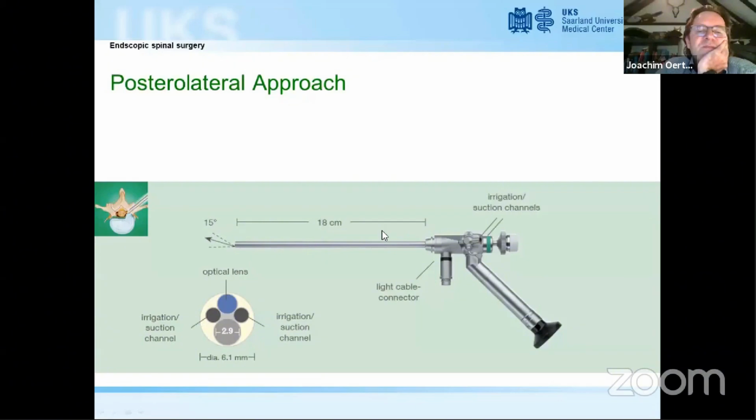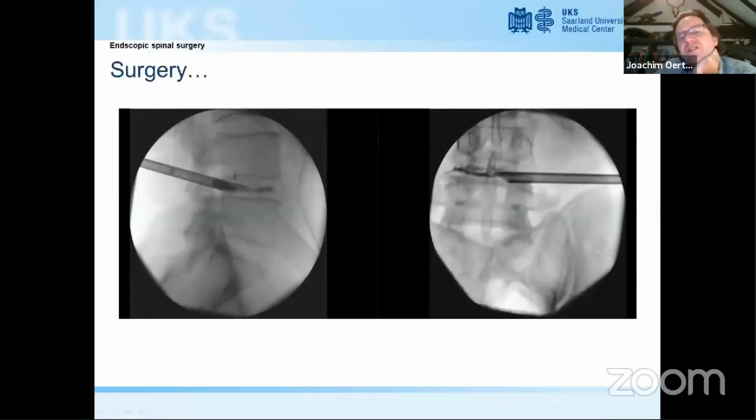So here, this is the system, 8 centimeters in length. You see a 15-degree optical lens, and you see here an irrigation and suction channel, an optical lens channel, and then a working channel with about 3 millimeter diameter. The difference is that this procedure is completely done under water, with continuous irrigation.